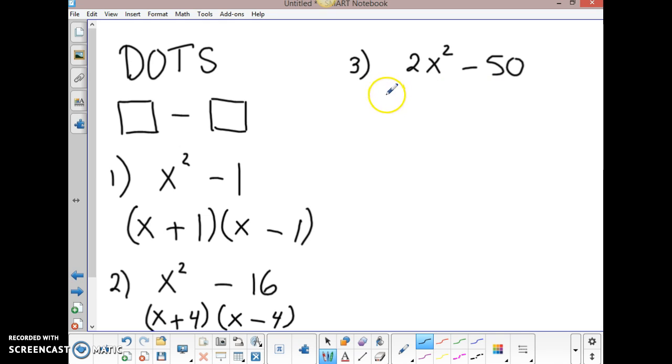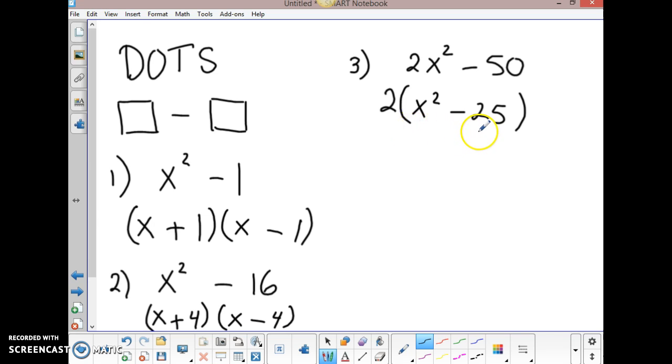But what we can do is find a common factor first, which in this case is 2, because I have a 2 here, and 2 is a factor of 50. So if we pull the 2 out as a common factor, now we're not really using DOTS, we're using GCF. To find out what's left, we take 2x squared and divide by 2. We end up with x squared minus, now 50 divided by 2 is 25. We have factored using GCF, but we are not done.